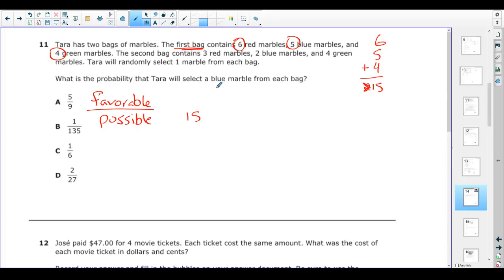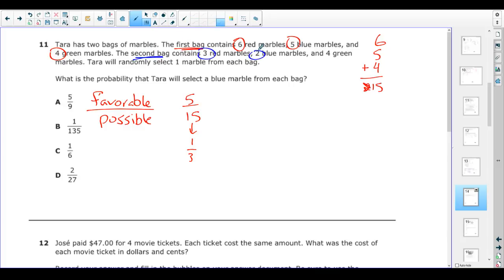And what's the color showing? Showing us a blue marble. So of those 15, 5 are blue. So that's bag 1, 5 over 15, which simplifies to 1 over 3. We divide both numbers by 5. Okay? Then we go to bag 2.